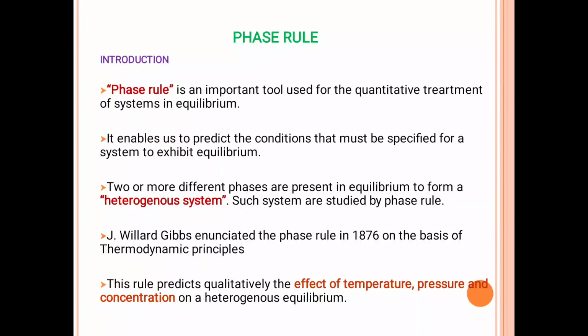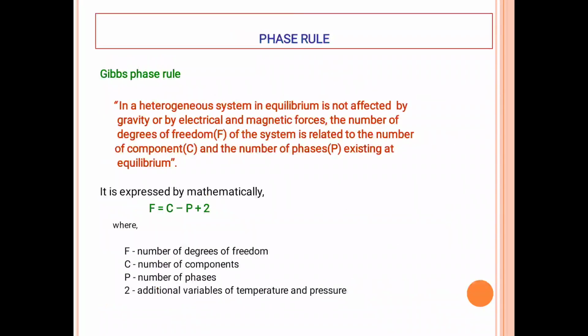We know a heterogeneous system is a system consisting of two or more different phases that are present in equilibrium. Such systems can be studied by phase rule. This phase rule was given by Willard Gibbs in 1876 on the basis of thermodynamic principles. So, this rule predicts qualitatively the effect of pressure, temperature, and concentration on heterogeneous equilibrium.